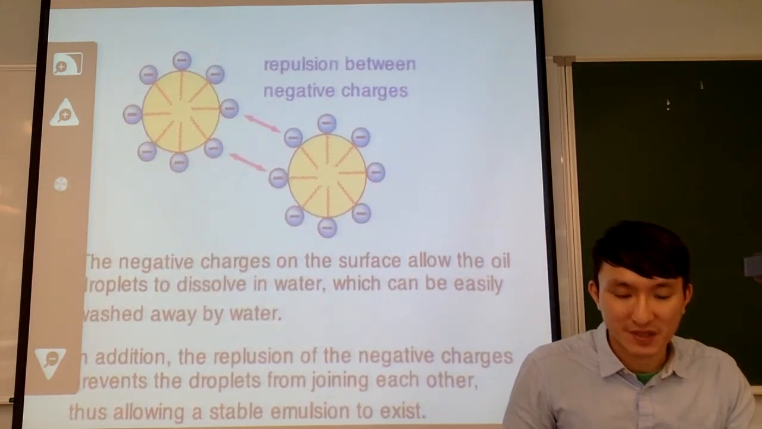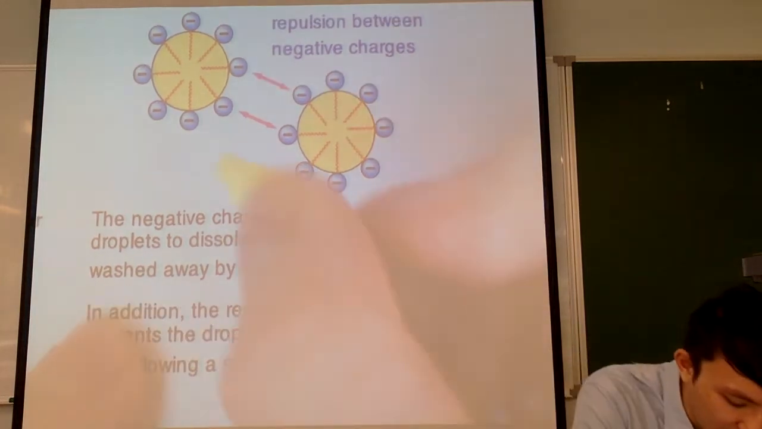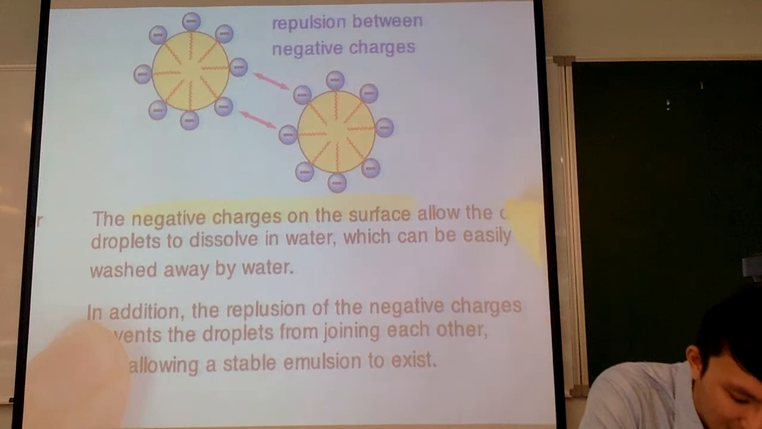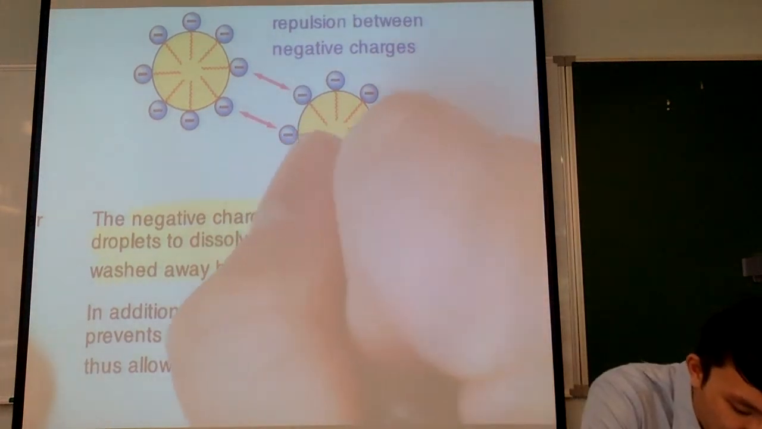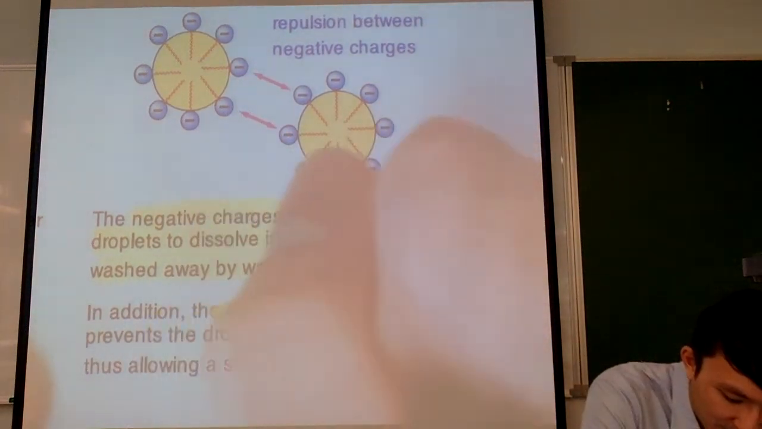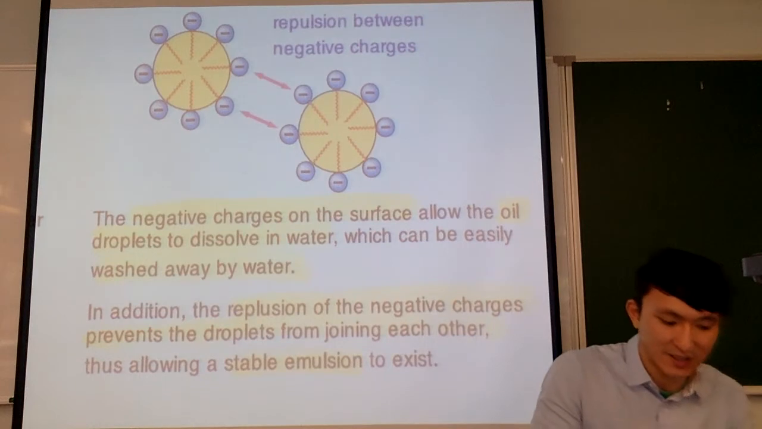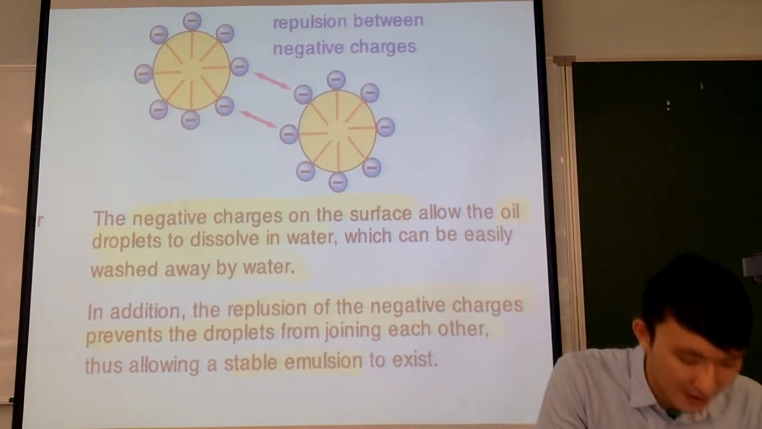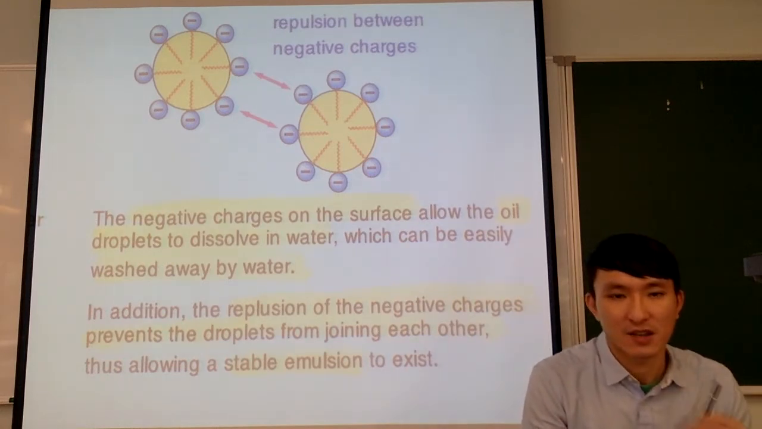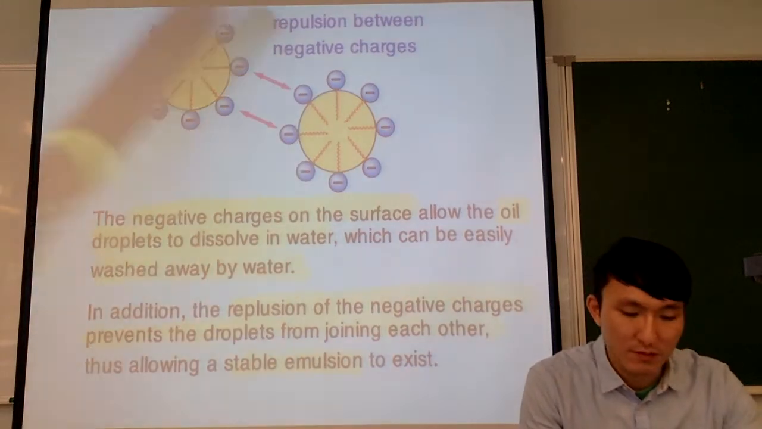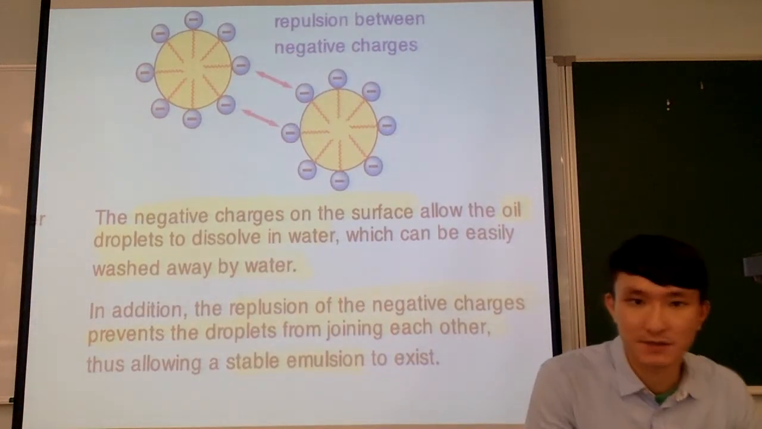Okay, so you see, now here, these are important keywords I want you to underline. The negative charge on the surface allows the oil droplet to dissolve in water, easily washed away by water, okay? Also, the repulsion of the negative charges prevents the droplets from joining together, and it also allows stable emulsion to take place. So all these are the keywords, actually, okay? So if you are asked to explain the cleaning action or the emulsifying property of detergent, this is the key, okay? If you memorize this, you get full marks, okay?